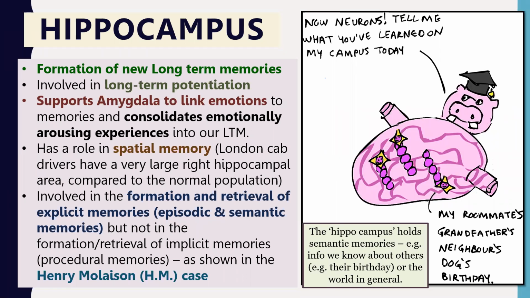They'll be like, oh yeah, give me a pen. I can help you with that. Because they've got a really good spatial memory, okay? Because obviously the main experiences they go through. Okay, so that's basically the hippocampus.